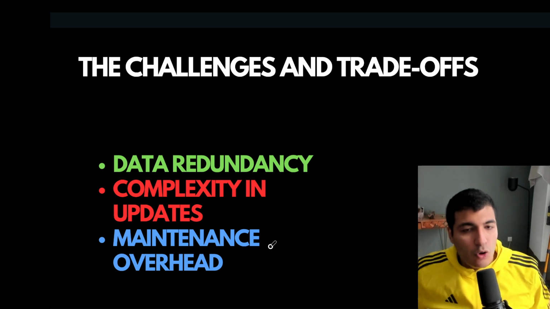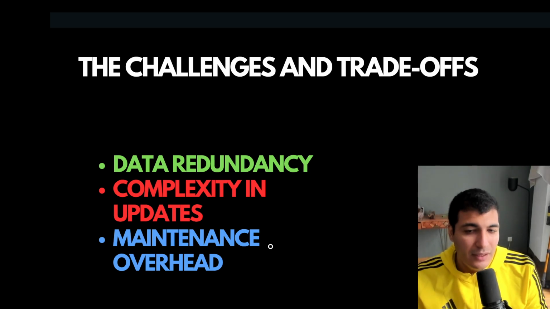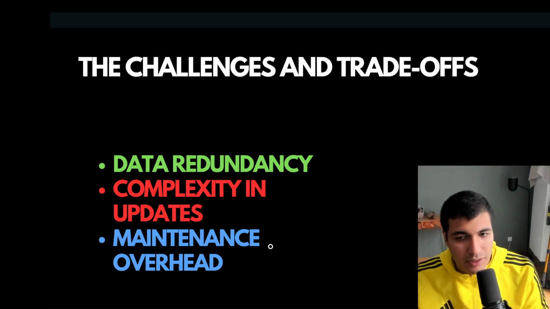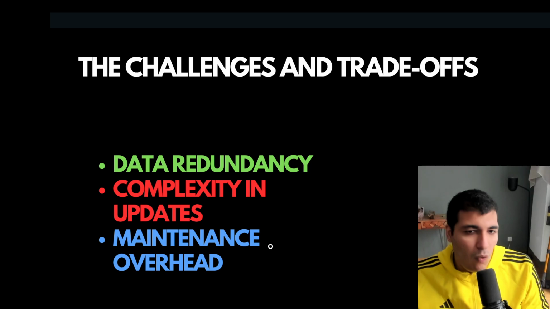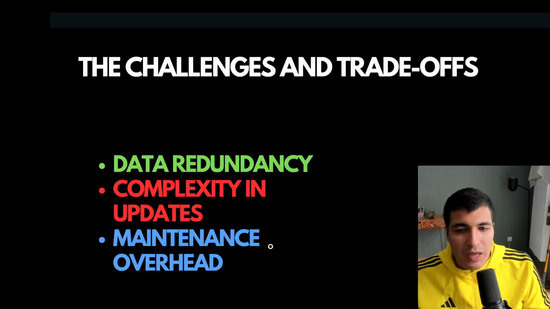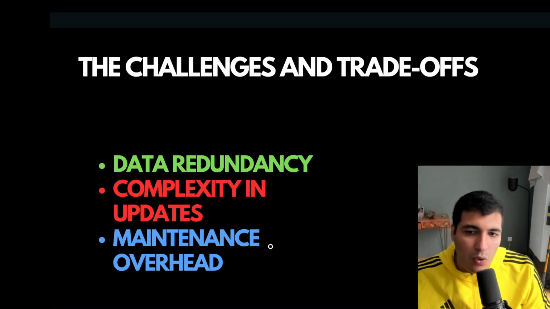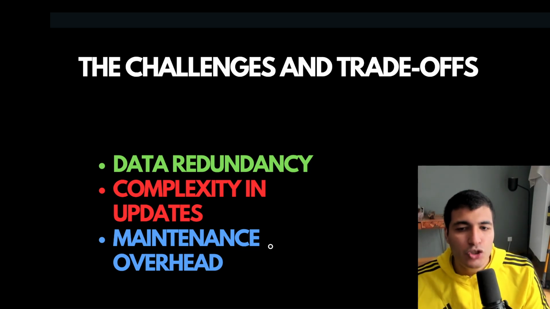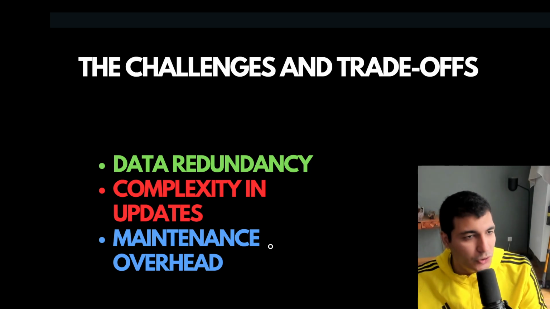Also, we have a problem in complexity in updates. In a perfectly normalized schema, updating a piece of data in one table automatically reflects the change across all related operations due to joins. With denormalization, you might have to explicitly update multiple tables or records to keep the duplicated data consistent. This adds complexity to your write logic.